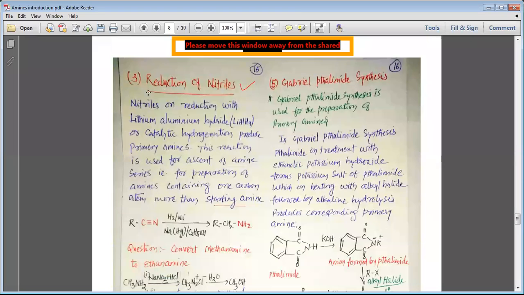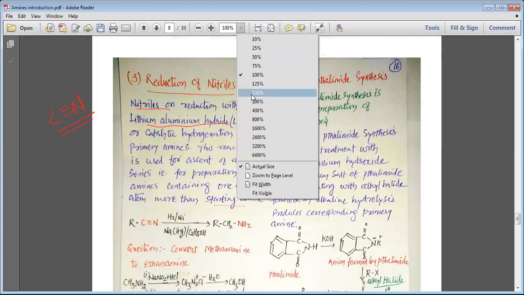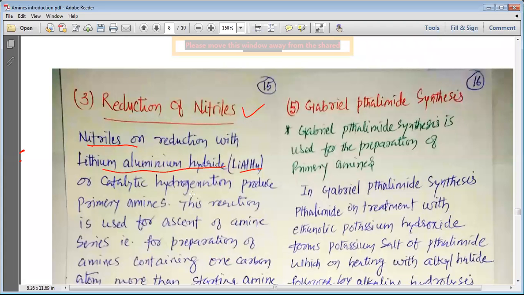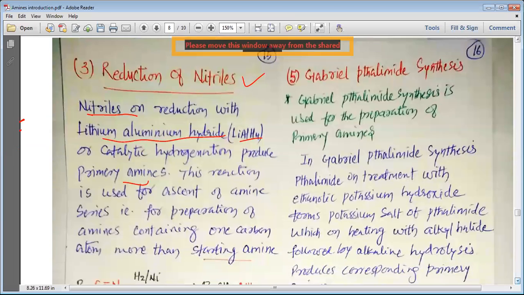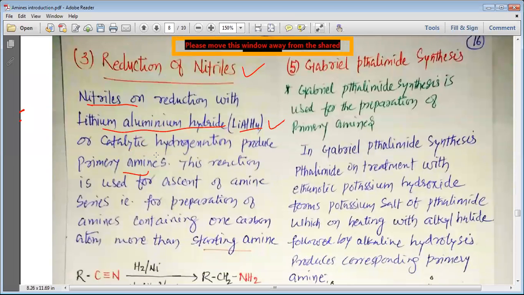Let us look at the reduction of the nitriles. So let's pay attention to the reduction of the nitriles, my dear students. Nitriles are the compounds where you have the C triple bond N present. So nitriles on reduction with lithium aluminum hydride, that is LiAlH4, or catalytic hydrogenation, produce primary amines.